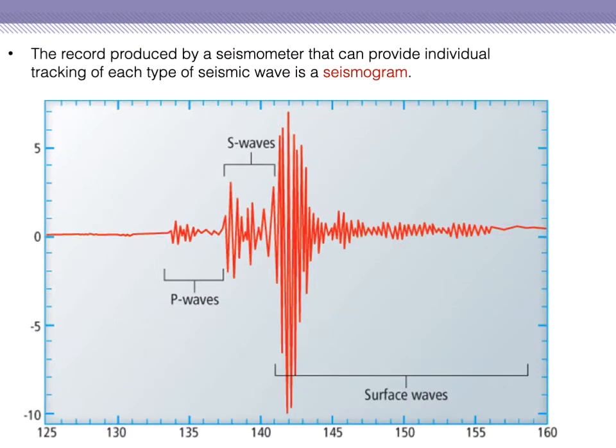The record produced by a seismometer that can provide individual tracking of each type of wave is called a seismogram. And on the seismogram, you can see the three different areas where the waves are. The first set are the P waves, the second set are the S waves, and the large set at the end are the surface waves.